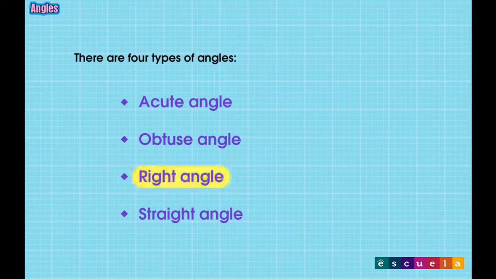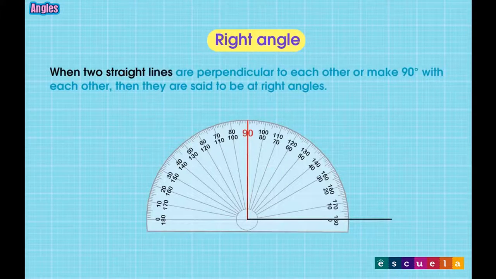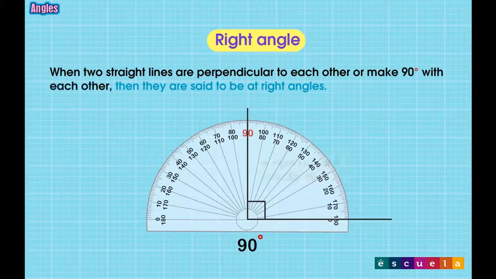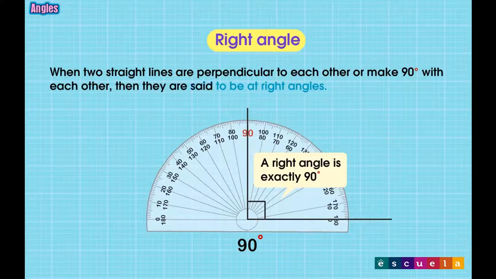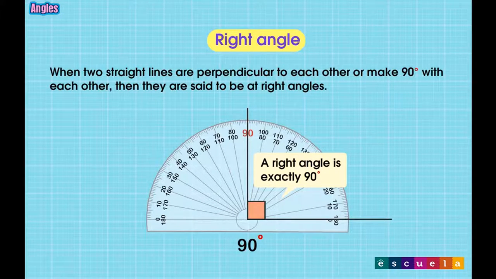Right angle. When two straight lines are perpendicular to each other or make 90 degrees with each other, then they are said to be at right angles. Right angles are often shown with a box in the corner. That lets you know that it is exactly 90 degrees.